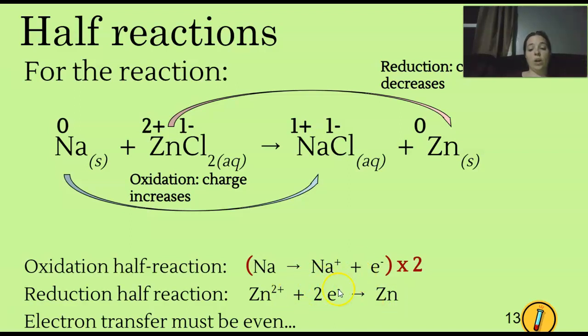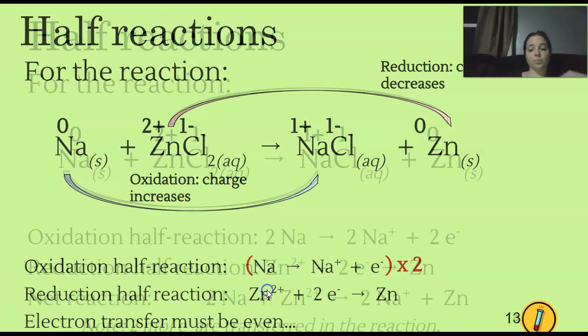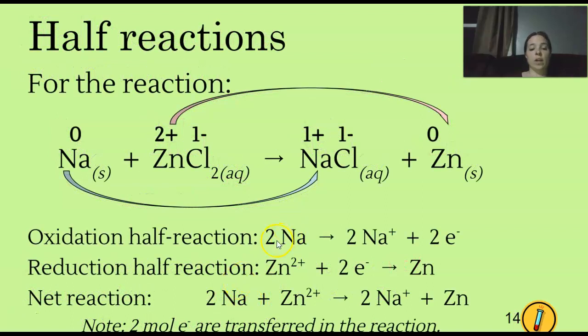I've got to get 2 up here. How do I do that? Whatever I do to one, I've got to do to the other. So I multiply the whole thing by 2. When I do that, I get 2Na goes to 2Na+ plus 2e-, and Zn2+ plus 2e- goes to Zn.